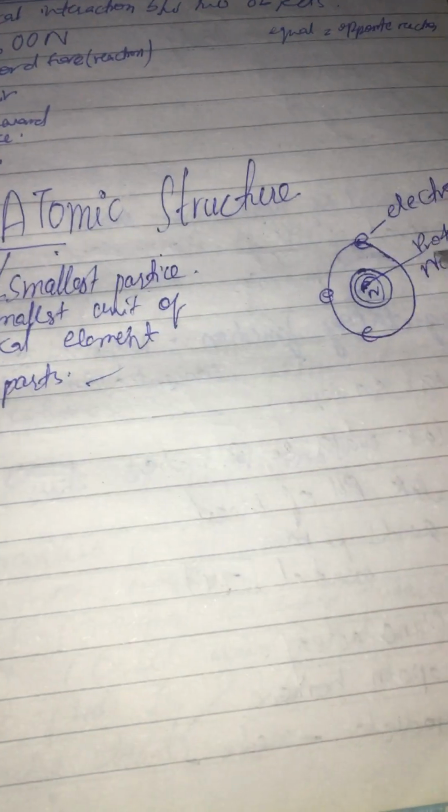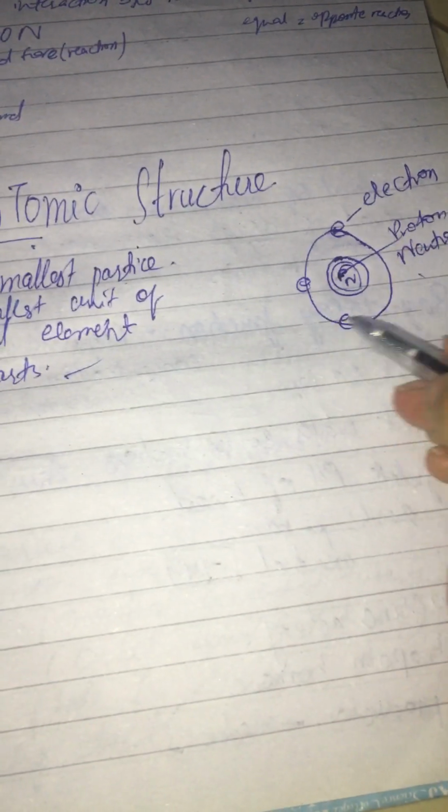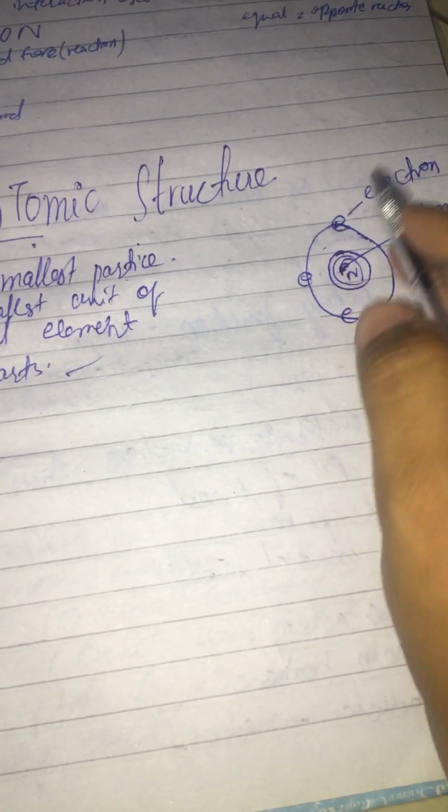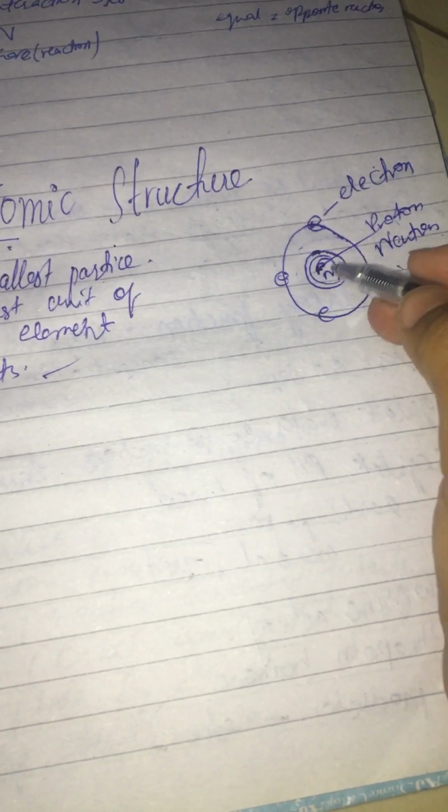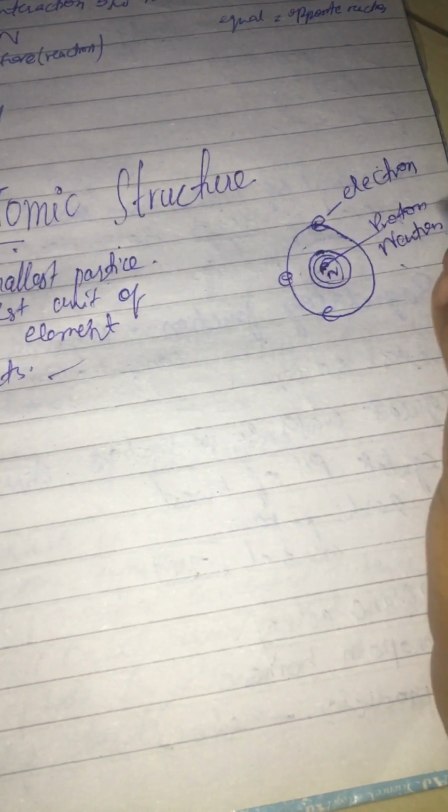And atom is the smallest particle or smallest unit of a chemical element. It has three parts: electron, proton and neutron. The one which revolves around the orbits is known as electron, and the other two, which are present in the nucleus, are proton and neutron. So this was the atom.